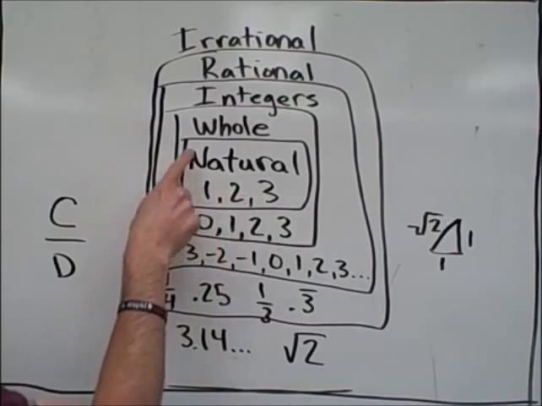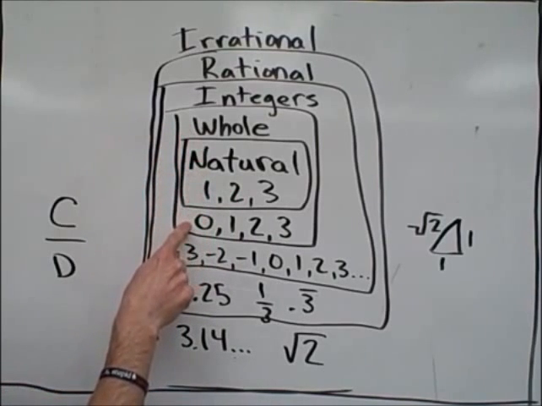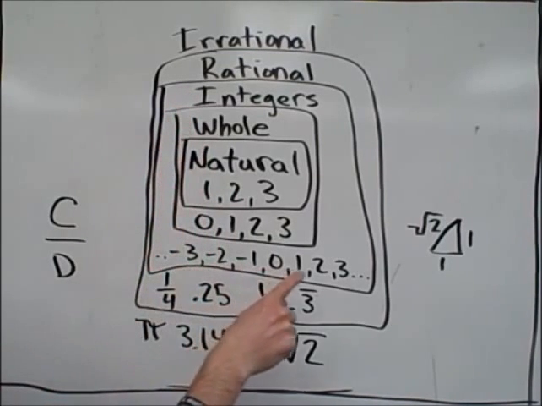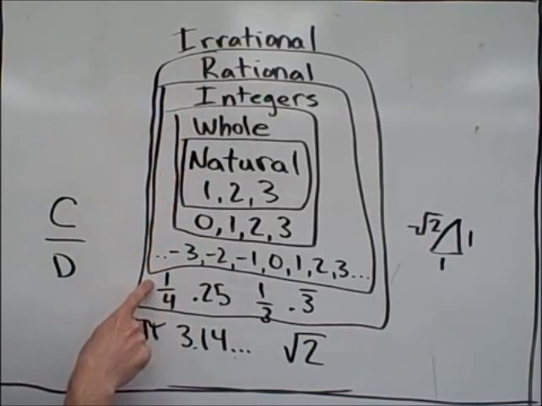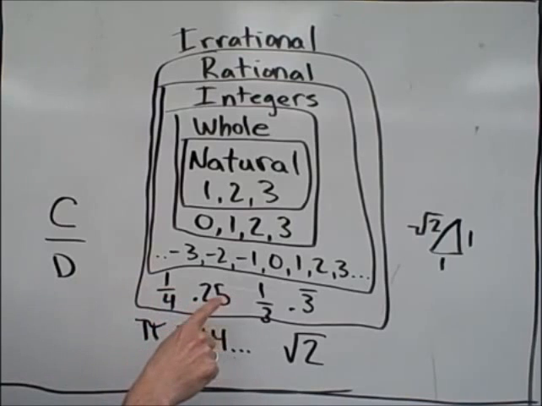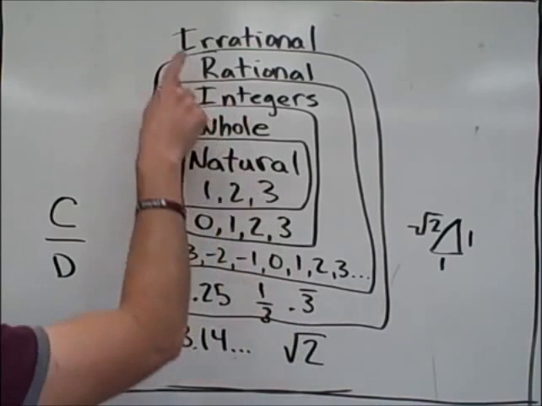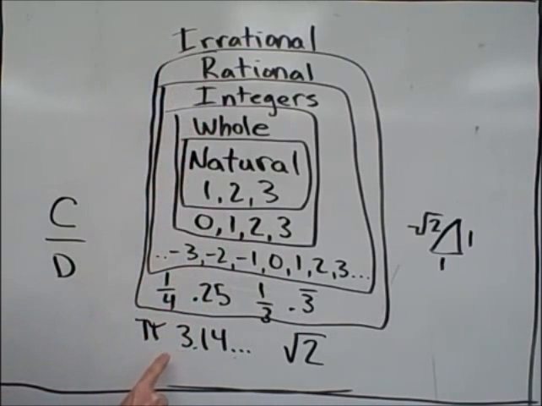Natural counting numbers, whole numbers that include 0, integers with both positive and negative, rational numbers with ratios in the form of fractions and decimals that terminate and repeat. Irrational numbers are decimals that continue, they don't terminate, and they don't repeat. Square root of 2 for triangles, pi for circles.